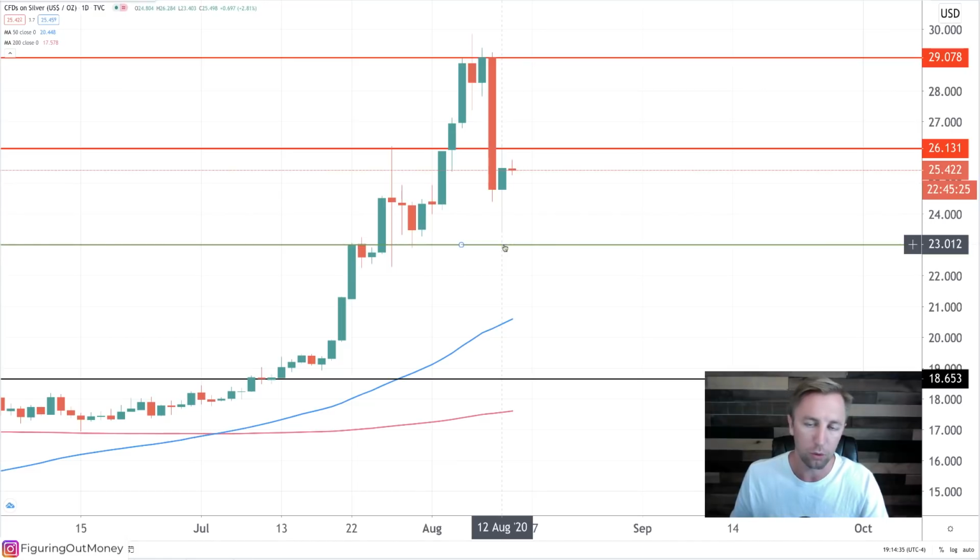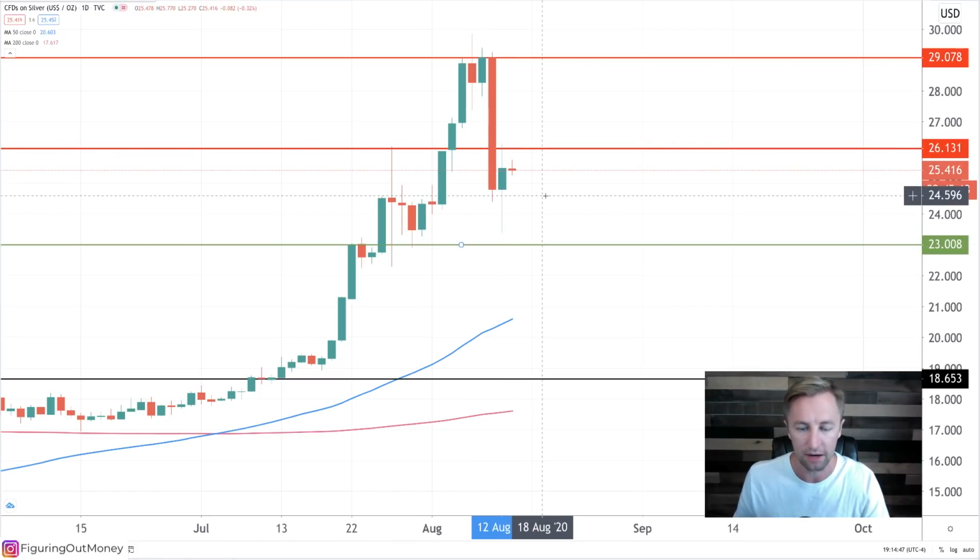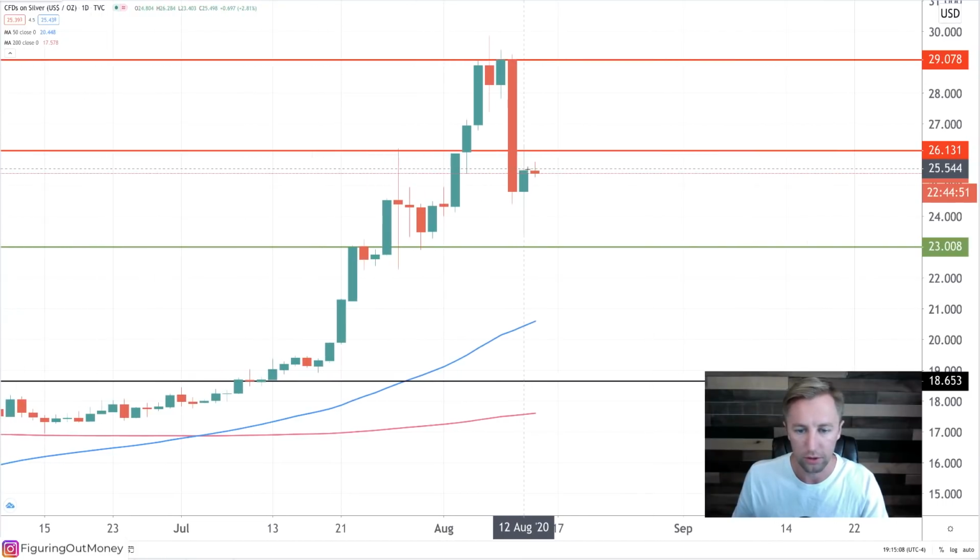Typically when we map out support and resistances, there's zones, they're never just a solid hit line. Sometimes we can just map it and hit it perfectly, like right here as a level of resistance and got rejected. So where do I believe that the price of silver is going to be headed from here?